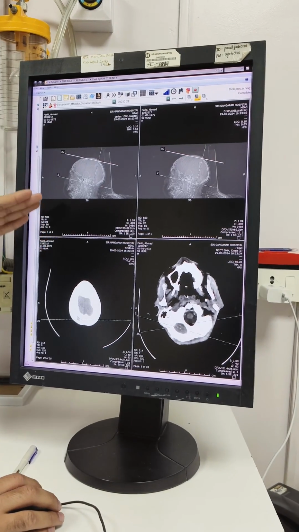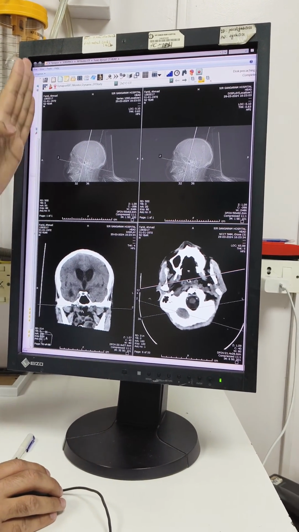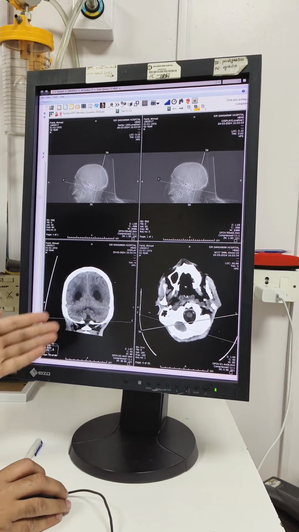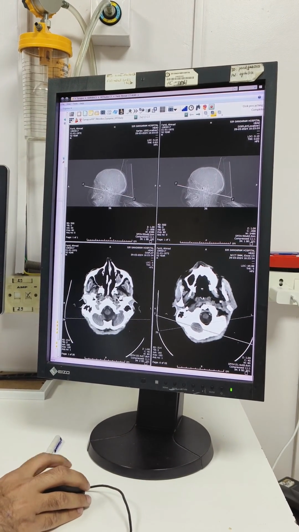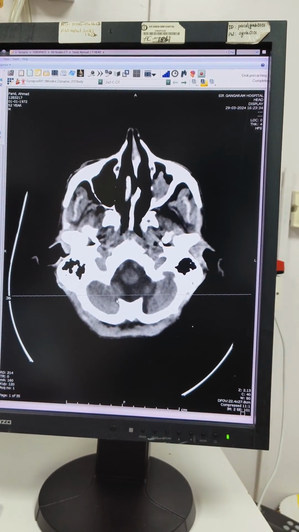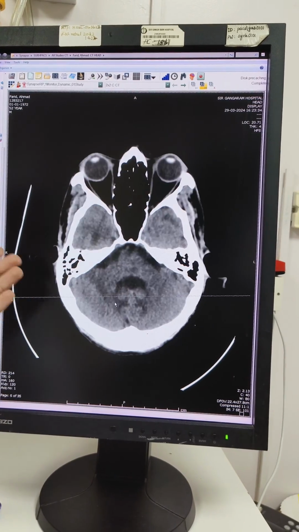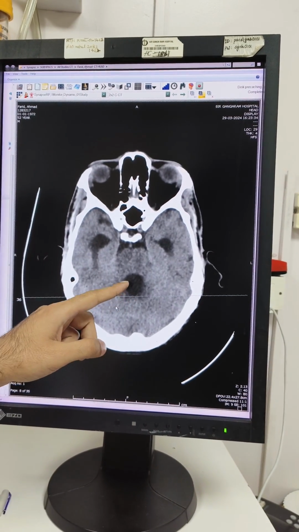And now we see the coronal cuts. They are moving from front to back like this. So coming to the axial cuts in detail. Okay, so here we see coming up, this is the fourth ventricle.